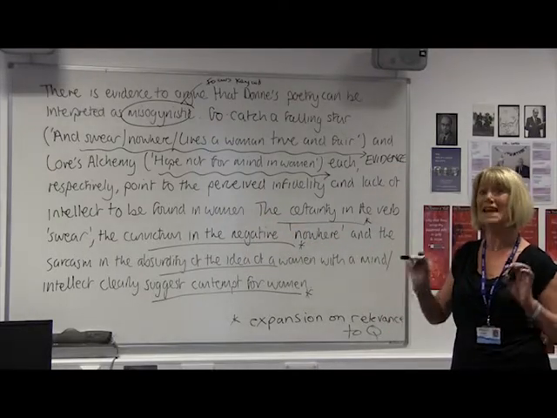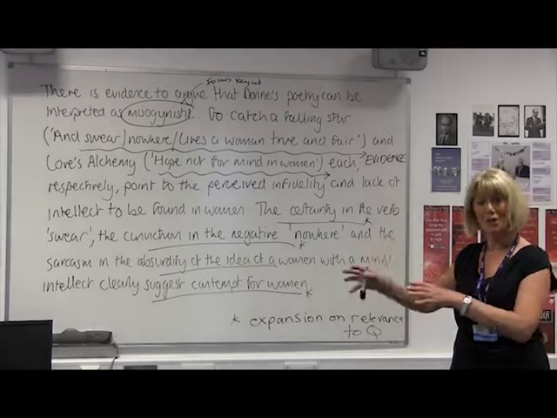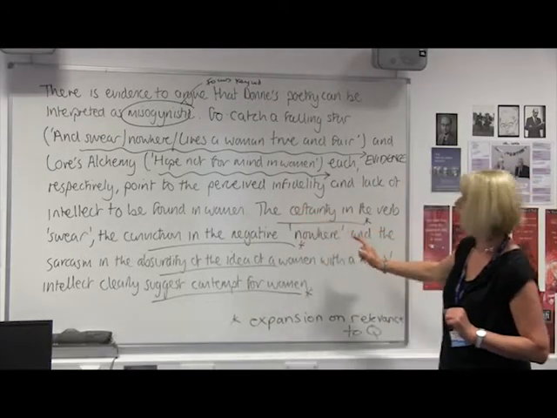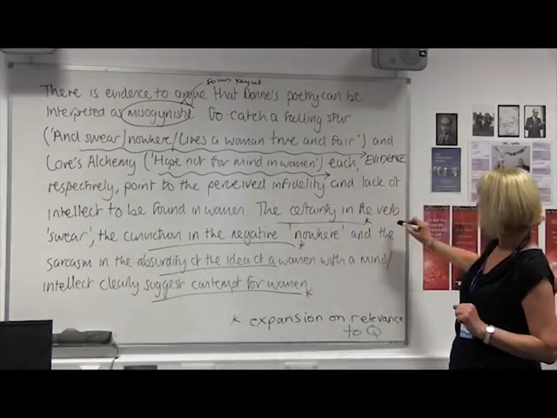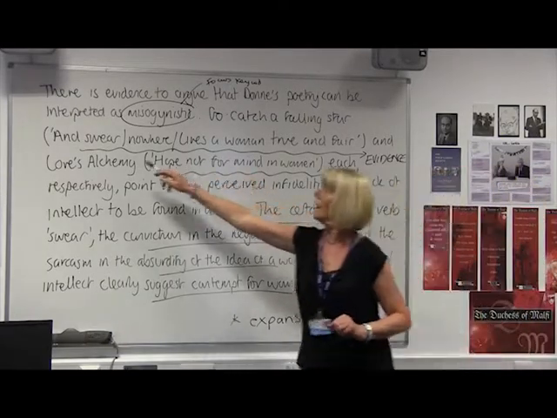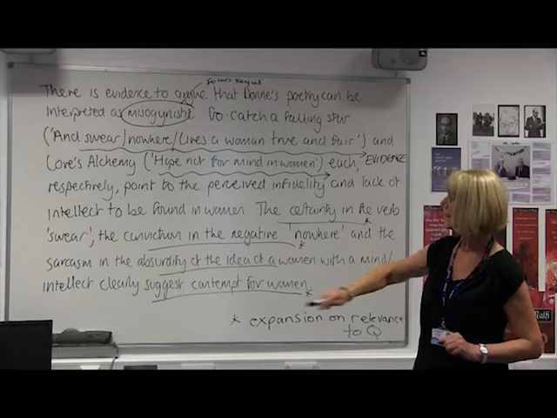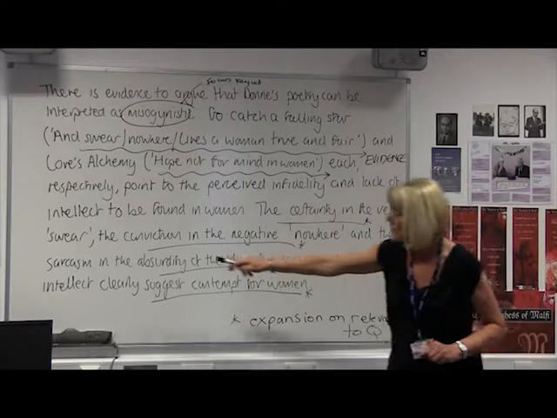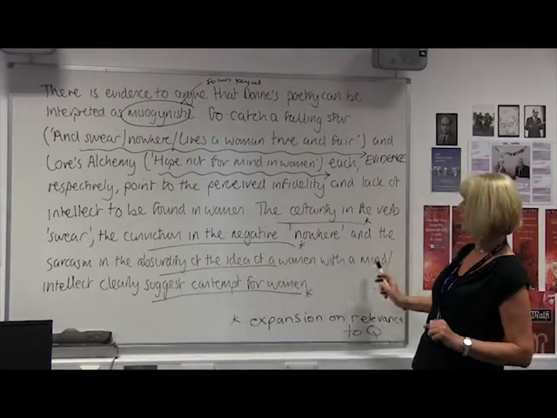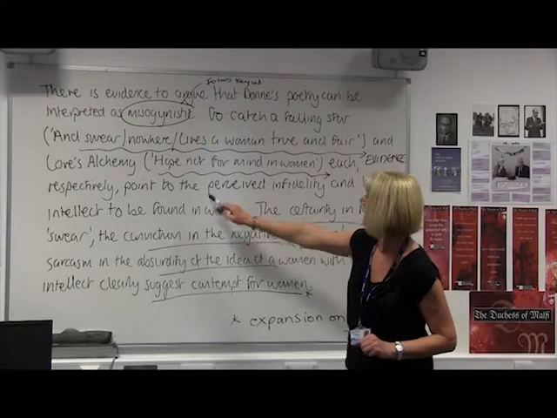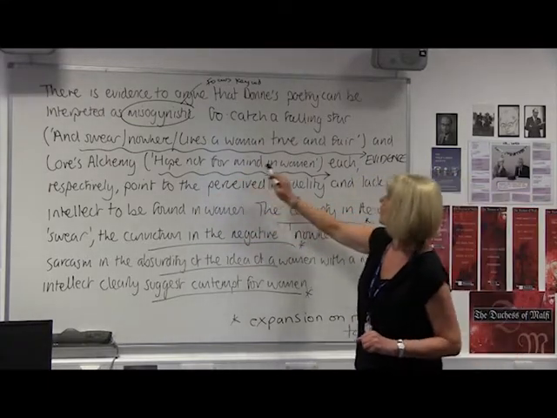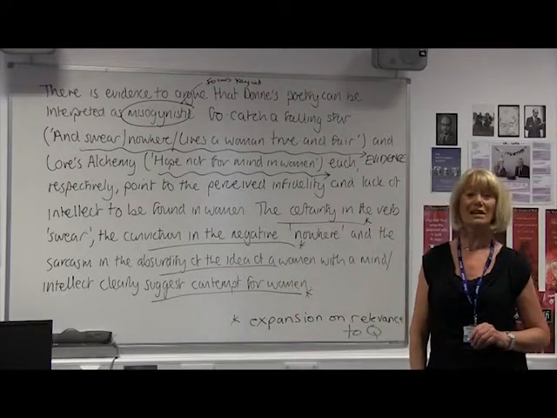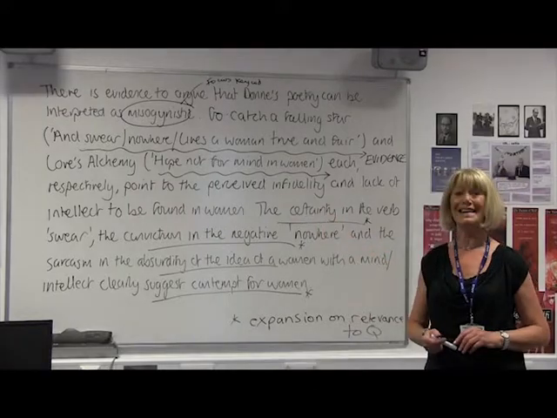We're talking about elaborate, expand on the connection between your references to text and the key word of the question, contempt for women, misogynistic. So, one final sentence. The certainty in the verb swear, here, swear nowhere, the conviction in the negative nowhere, and the sarcasm in the absurdity of the idea of a woman with a mind, intellect, here, where are we? Hope not for mind in women, clearly suggest contempt for women. Reference again to a key word of the question. Perfect PEE, top marks.